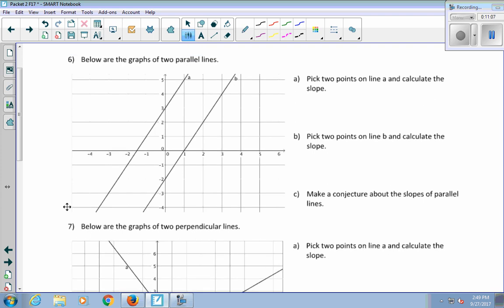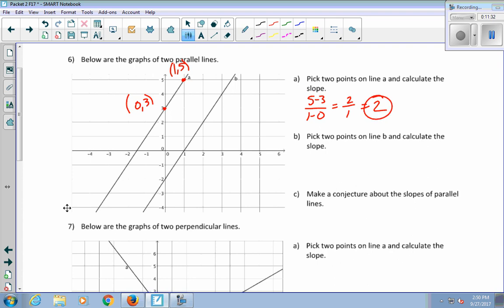Here's the graphs of 2 parallel lines. Pick 2 points on line A and calculate the slope. All right, so there's a nice point there, and there's a nice point there. So I've got 0, 3, and 1, 5. So my slope is 5 minus 3 over 1 minus 0, which is 2 over 1, or 2.